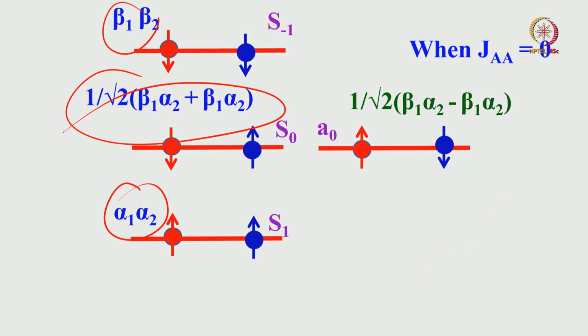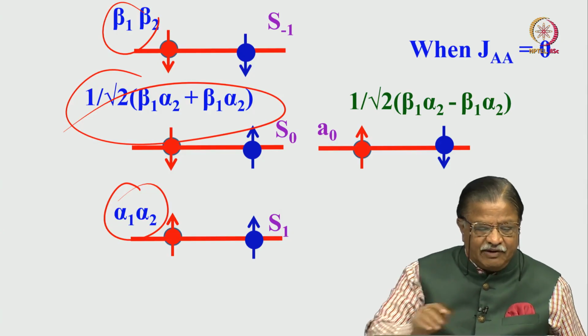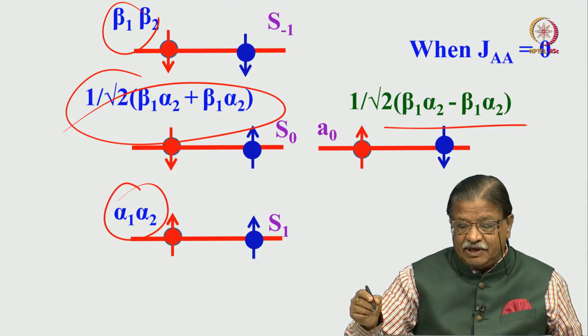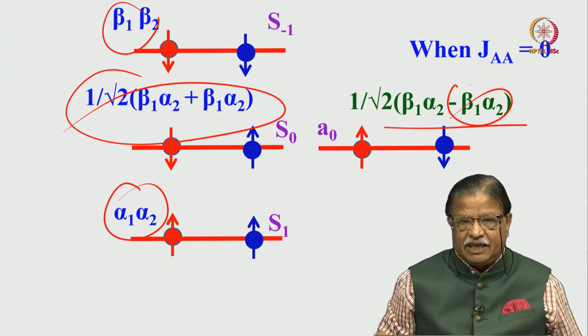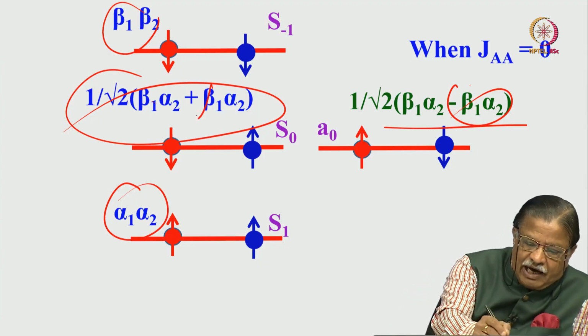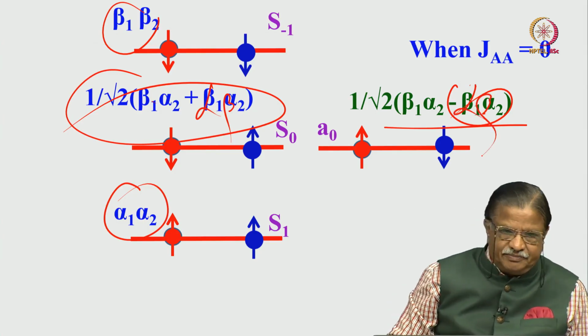spin states and one of them is beta beta, this is 1 over root 2 beta 1 alpha 2 plus alpha 1 beta 2. Similarly, this is beta 1 alpha 2. Of course, this should be alpha 1 beta 2, there is a mistake here, otherwise it will become 0. So, this is what it is, this is beta 1 alpha 2 and alpha 1 beta 2, these are the 2 things.